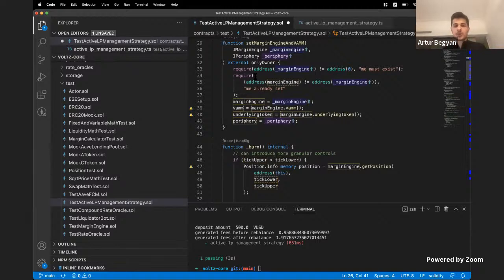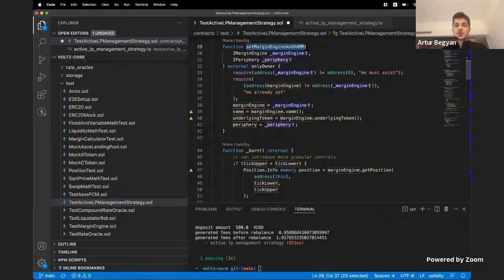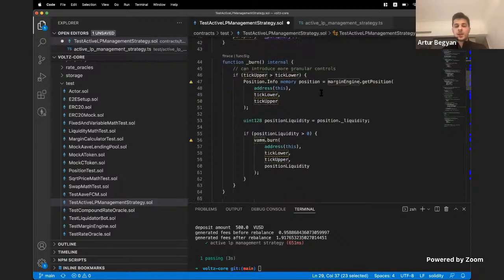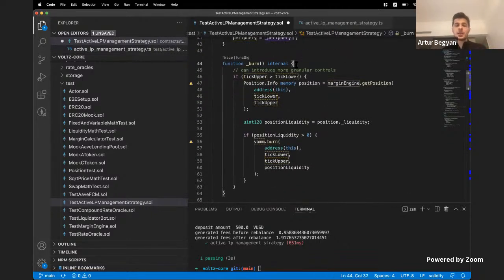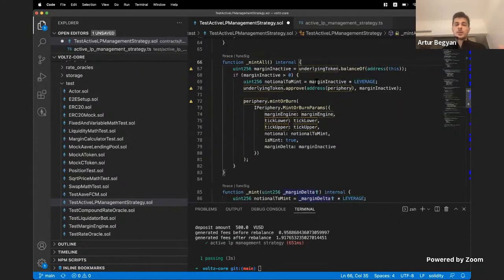First, we have a function that lets us set the margin engine and the VAMM, so that the LP optimizer vault can start interacting with a given pool. Next, we have a function which lets us burn liquidity from the pool in situations where we would like to rebalance and get rid of our current position, which we no longer want to support. Then we have a function called mint all, which picks up all of the inactive margin in the contract, which is margin that hasn't been used or deployed into Voltz. If there is any inactive margin, it calculates the notional amount to mint, which is equal to the amount of inactive margin times leverage. Then it approves the underlying token to be transferable from the LP optimizer to the periphery, which then does the minting and burning.